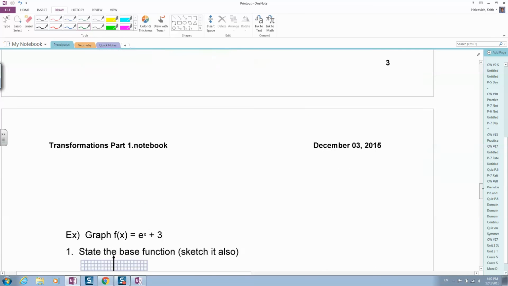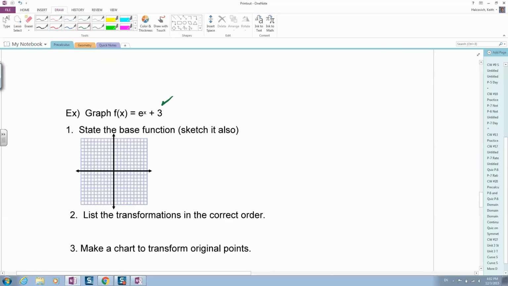All right, the next one, notice this 3 is outside the function, meaning it's not inside the function. This is the exponential function, so if it's inside, it would be in the exponent, but it's not. So the base function here is f of x equals e to the x.